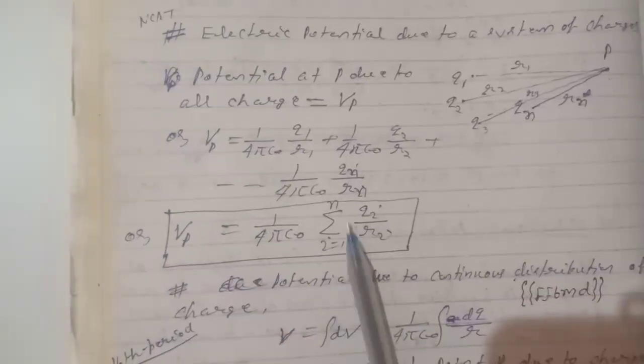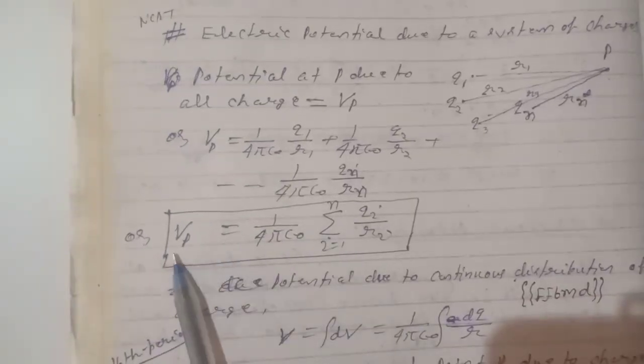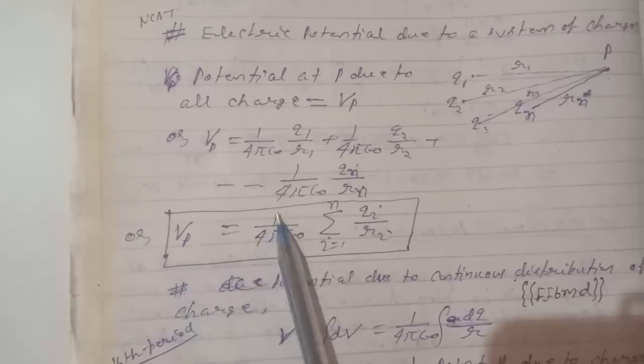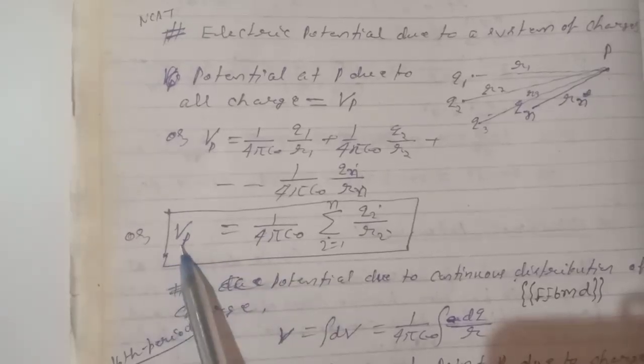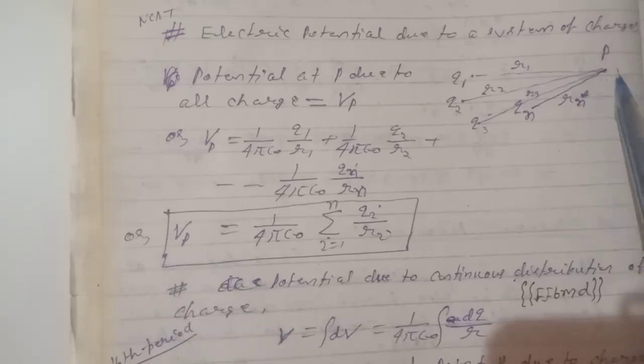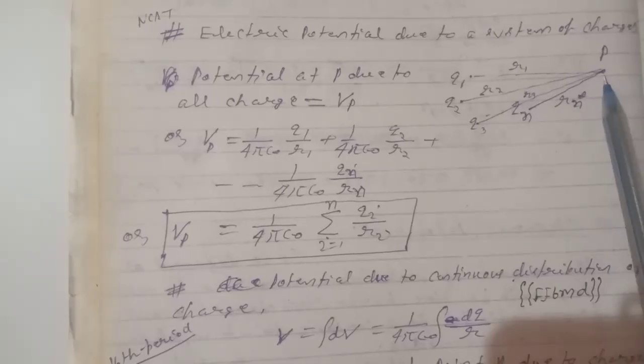Or in generalized form, we can write Vp, that is the potential at point P, equals the sum of 1 by 4 pi epsilon naught q by r. We can also write just V. This subscript P is used to represent the point P, and there is no need to write it everywhere.